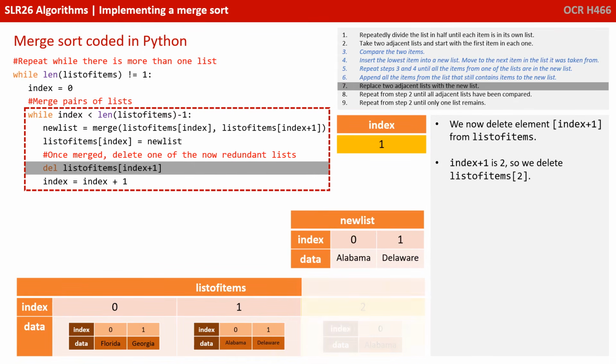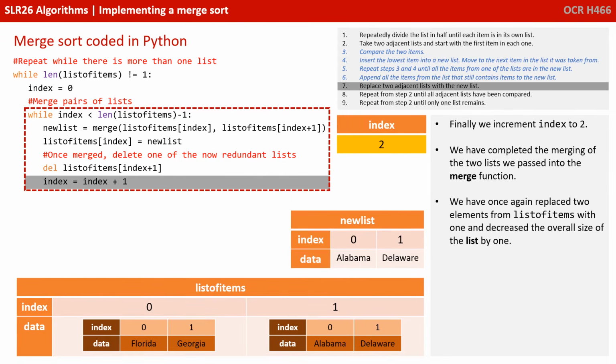We now delete element index plus 1 from list of items. That's index plus 1 is 2, so we delete list of items element 2. And finally we increment index to 2. We've completed the merging of the two lists again that we just passed into the merge function, and we've once again replaced two elements from list of items with 1 and decreased the overall size of the list by 1.